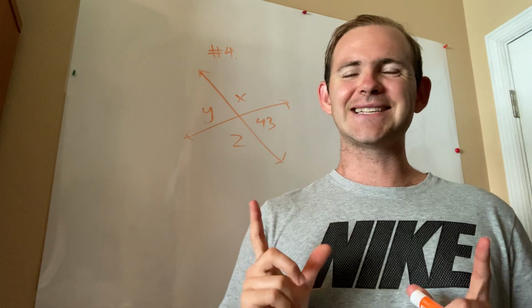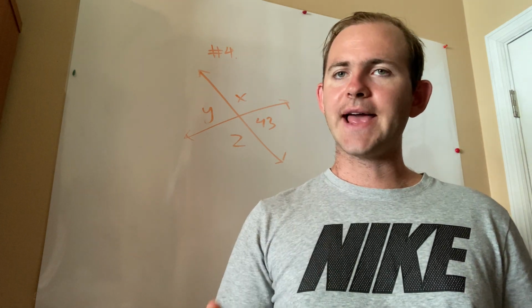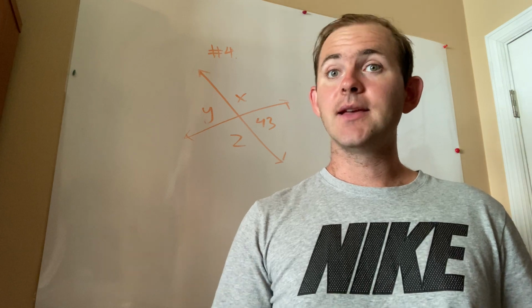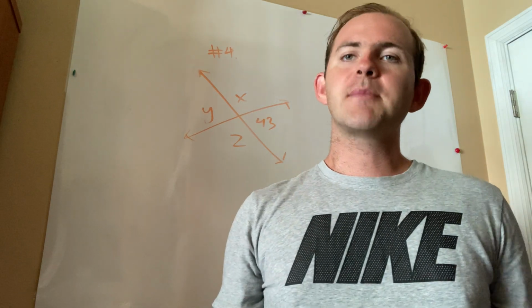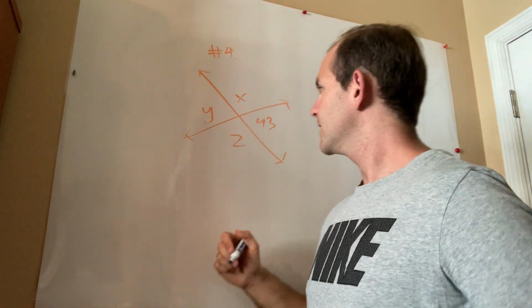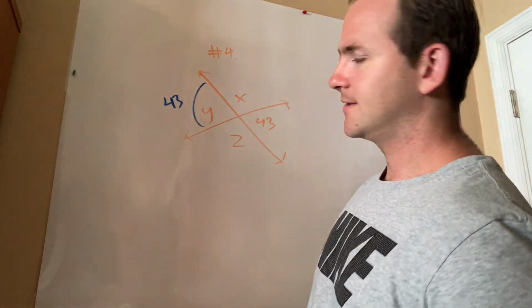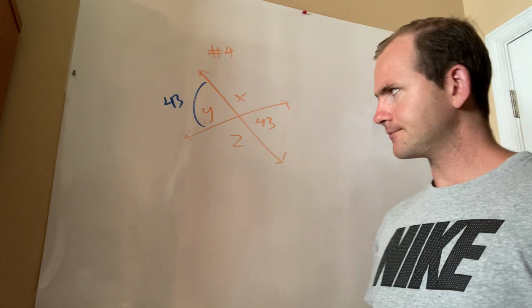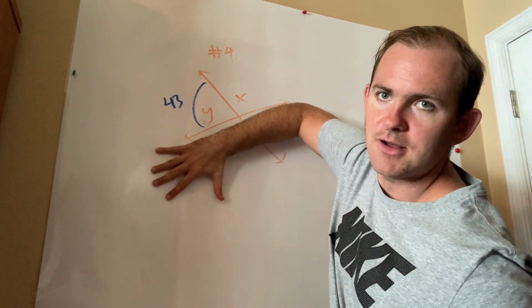Because I have two intersecting lines, that means that they automatically form two pairs of vertical angles. Let me say that again. Two intersecting lines that form kind of like an X automatically form two pairs of opposite congruent angles known as vertical angles. So if this is 43, so is this. All right, a third done.